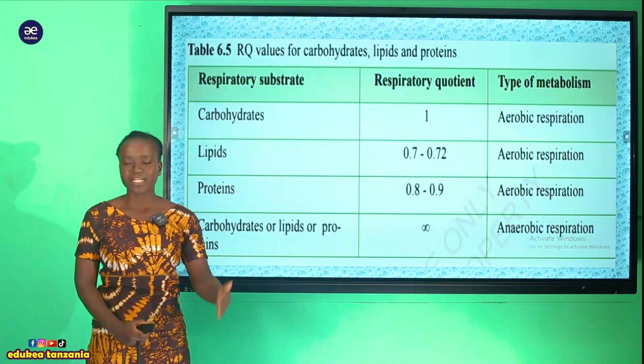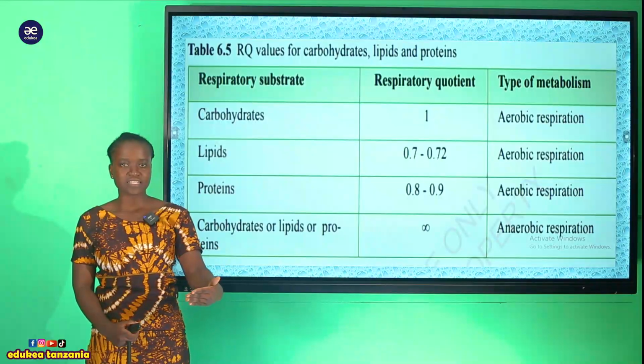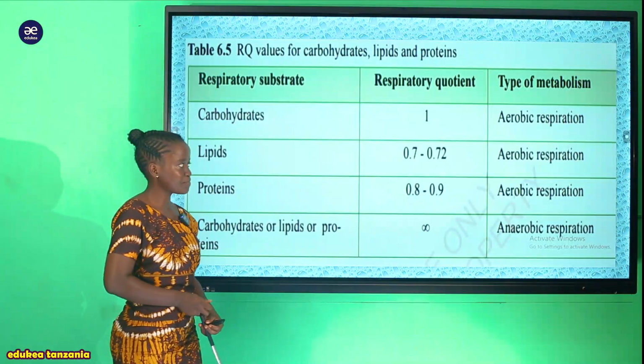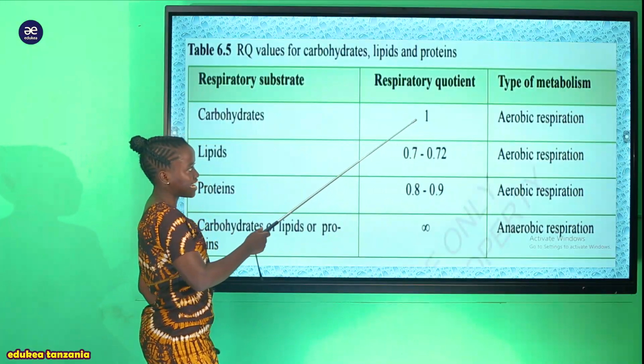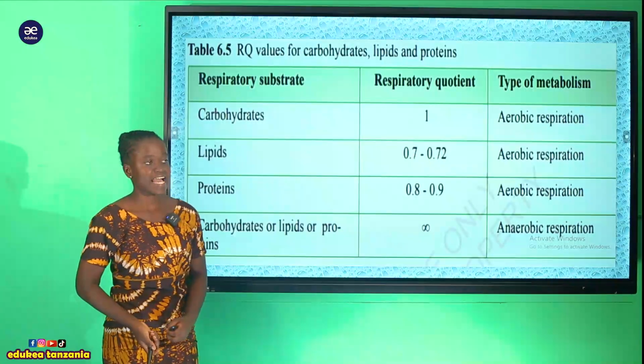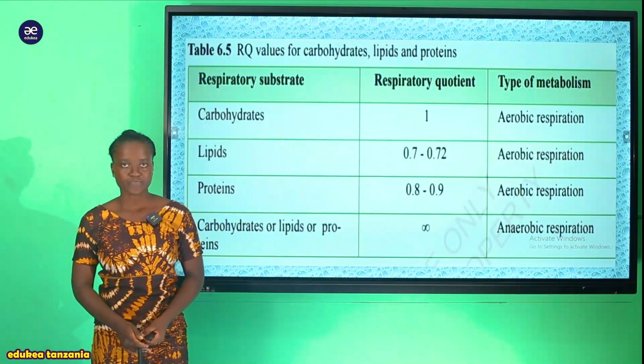meaning there is 6 for carbon dioxide and 6 for oxygen. So if you divide there, you will get 1. And the kind of metabolism involved there is aerobic respiration.